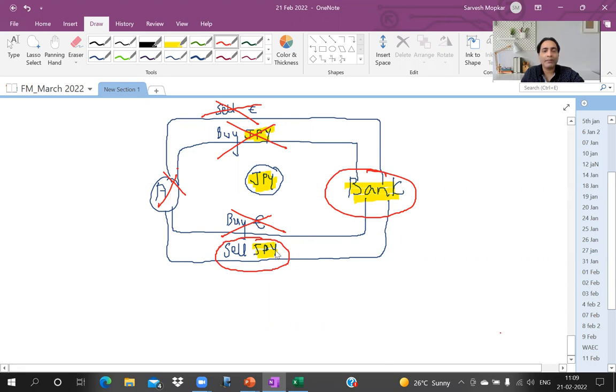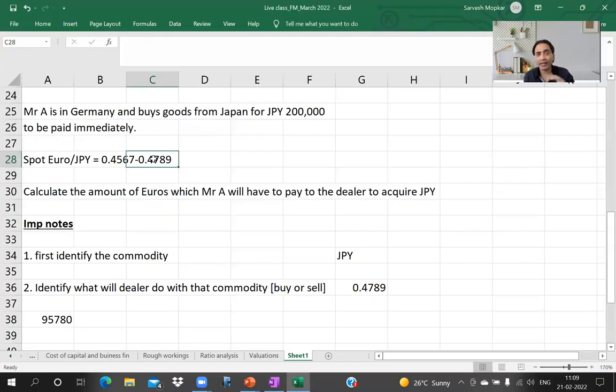So pick up the sell rate. Sell rate is always the higher rate. 0.4789. So we picked up 0.4789 and we converted it, multiplied it, and we got our answer. So 95,780 euros will have to be paid by A to acquire 200,000 JPY. Clear? Has it improved your clarity? Has your clarity improved with understanding? Much better.